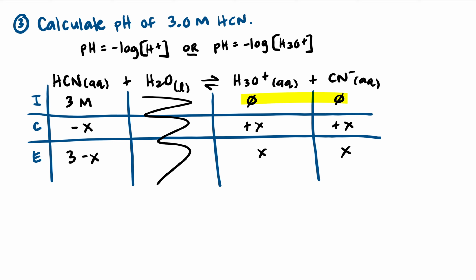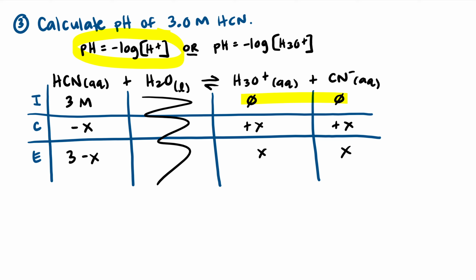Keep in mind, what we're trying to do is calculate the pH, which is the negative log of H. And it's the H at equilibrium. So what are we really taking the negative log of? We're really taking the negative log of x from our ice chart. So we somehow have to solve for x.